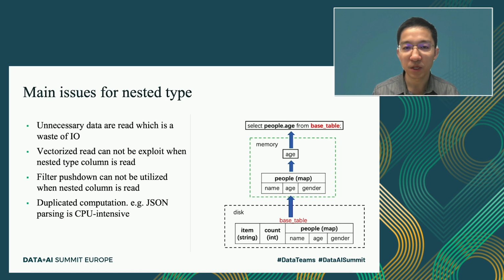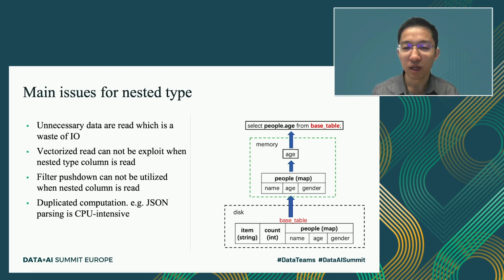On the top of the picture, we can see that the user issues a SQL. The SQL may be like this: select people.age from base table. So the user only wants to pick out the age from the people column of the table. But Spark SQL has to read out the whole column of people, so it has to read out the whole map. But only one of the subfields, the age, is what the user wants to read, yet the whole map is read by Spark SQL.